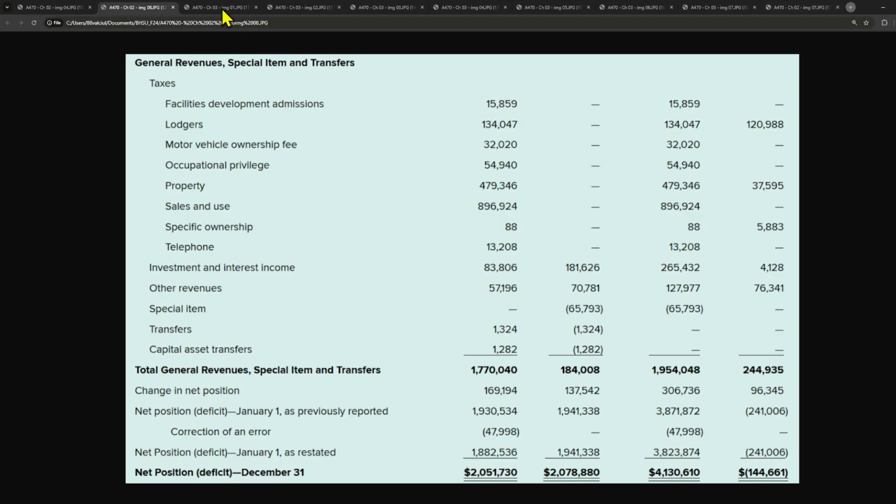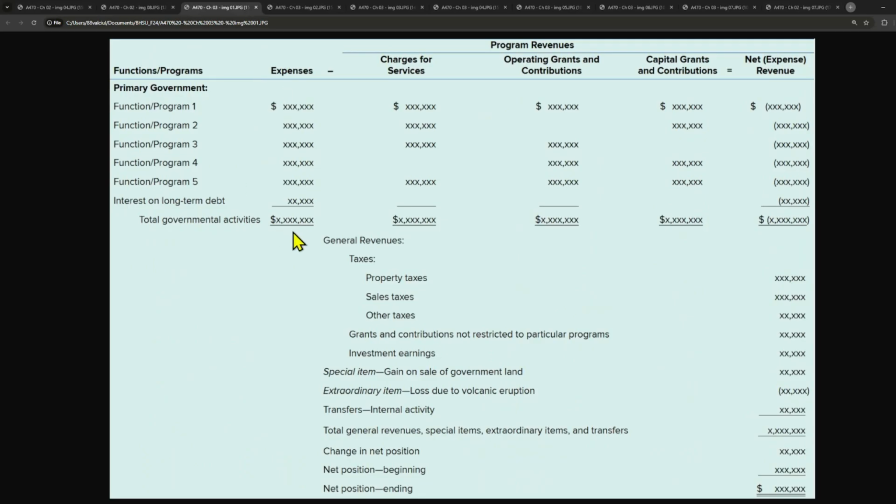But the important part to focus on is that we state the expenses first, because we know that's what we need to spend to provide the services, and then can we cover it through specific charges according to function or general revenue. And you can see most of general revenue is taxes. There are some other amounts, investment earnings and whatnot, but most of general revenue is taxes. So do taxes cover, in addition to charges and grants and contributions, all the services for government?